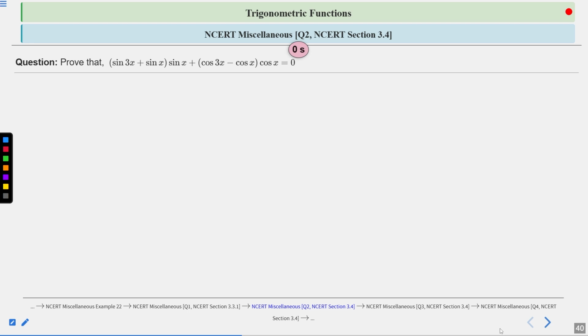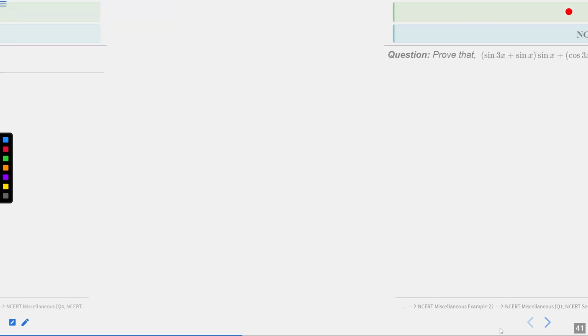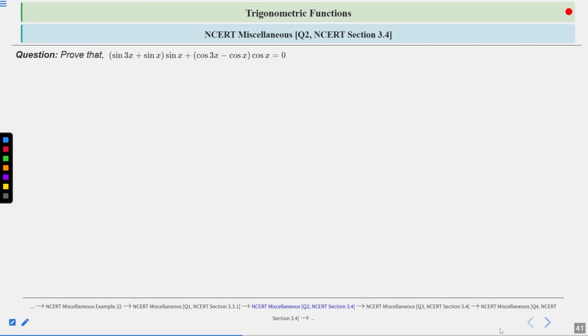Hope you all have attempted this. Let us see how we can prove this one. We have to prove that sin 3x plus sin x into sin x plus cos 3x minus cos x into cos x equal to 0, right? Let us see the solution part.